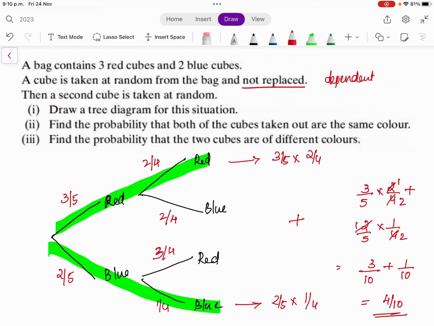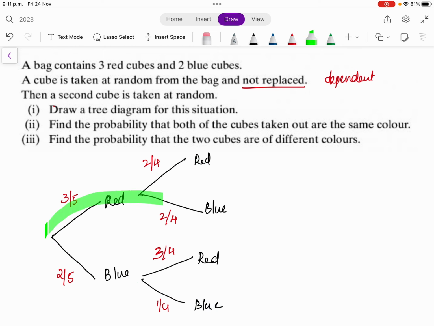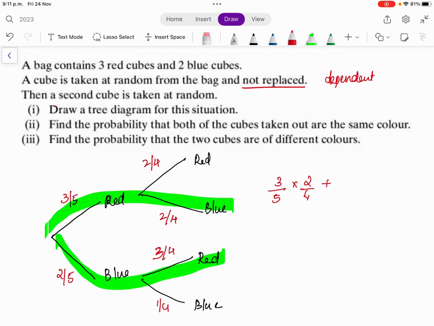Okay, now let's work on the probability that the two cubes are of different colors. So to find the probability of that, you have to calculate this branch and this branch and add it together. It's the same as before. So it is 3 over 5 times 2 over 4 plus 2 over 5 times 3 over 4. Just simplify it and put it into the calculator and you will get the value of this.